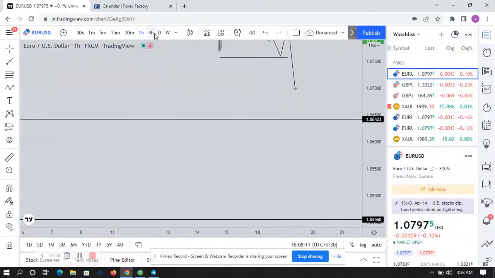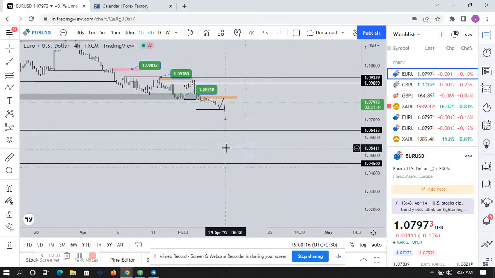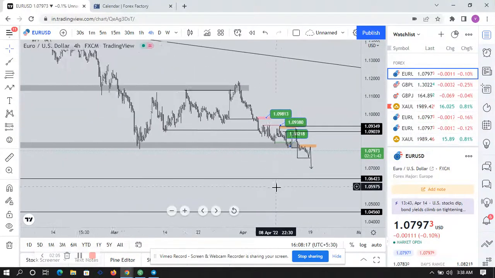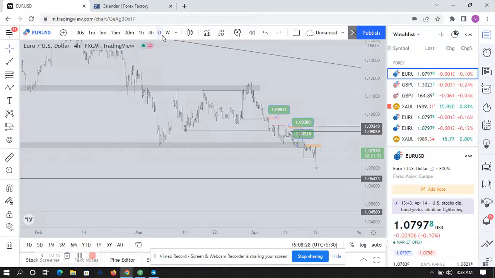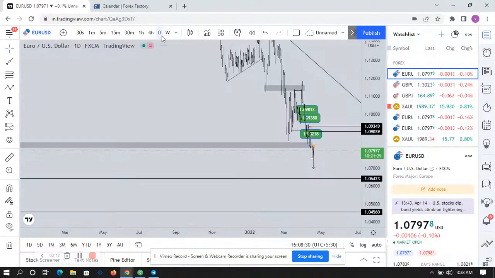And if you check the 4 hour time frame, just like as I was explaining, if the price could break this support, we could be expecting it to come back down here at 1.06398, or down here. If you check the daily time frame, you're able to see where exactly I'm talking about.